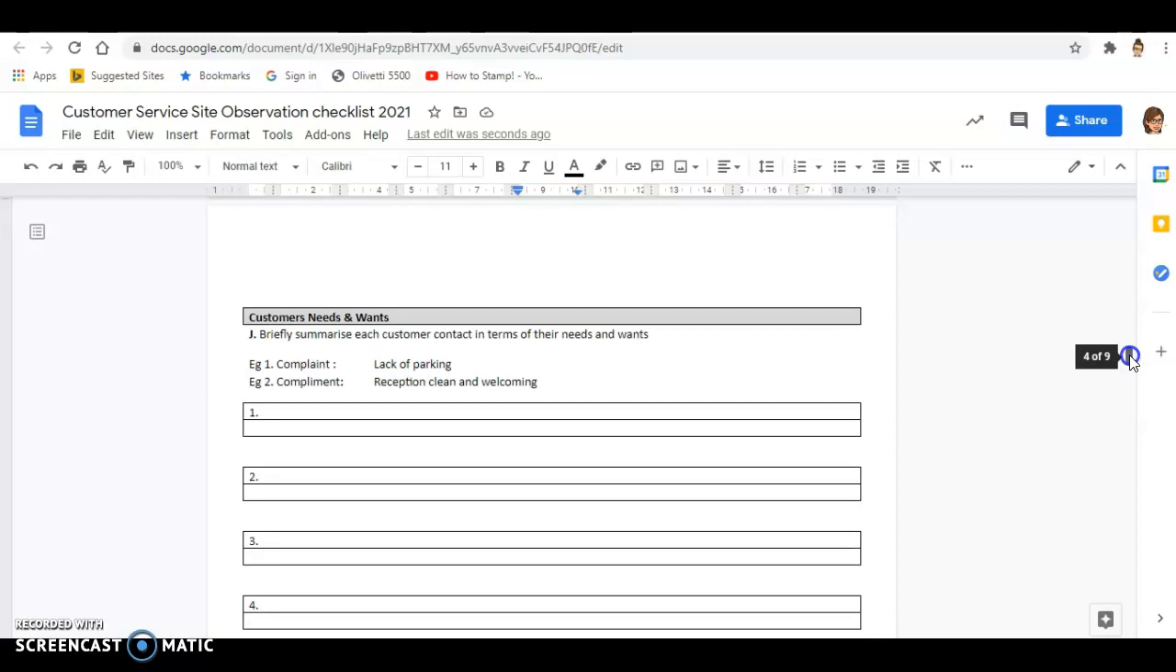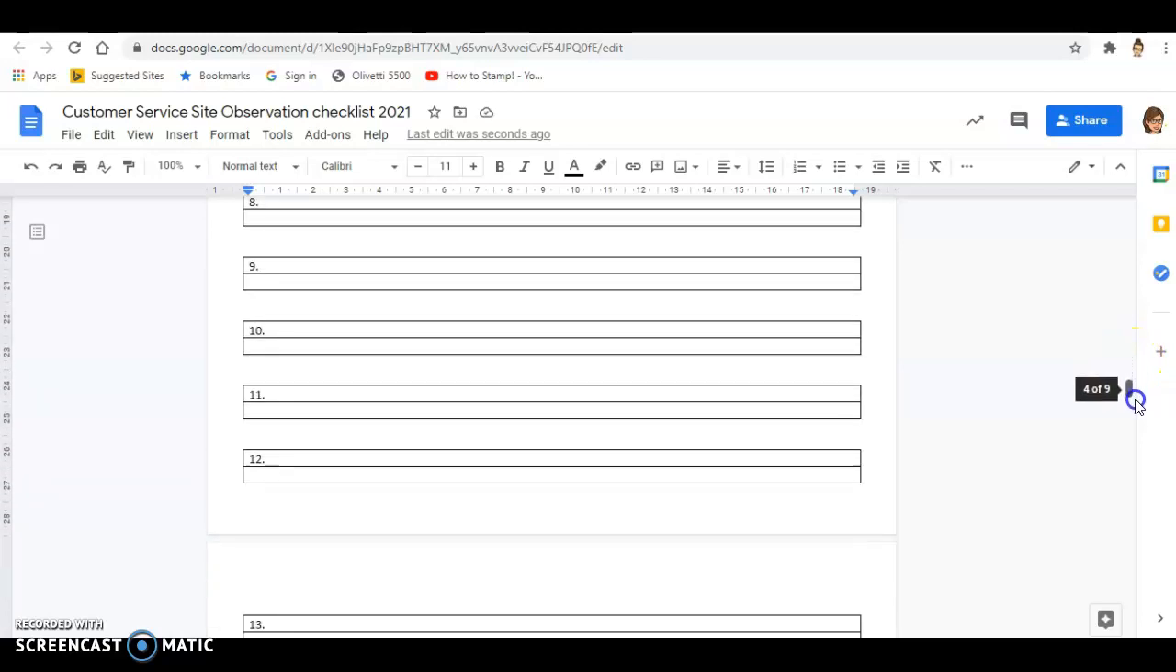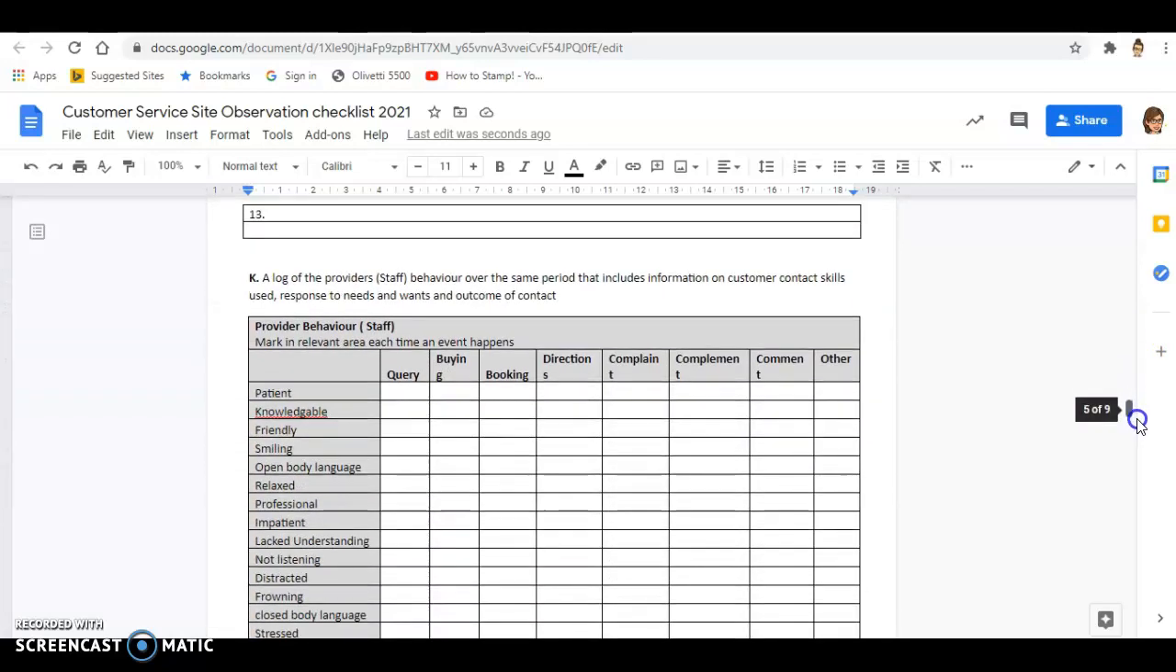So then you're going to summarize. Customer 1 was complaining because of a lack of parking, for example. Customer 2 was giving a compliment because they said the reception was clean and welcoming. Number 3, they were seeking directions to the toilet and they were very relaxed. It's just another way to describe what you observed, and each line is each customer you observed.